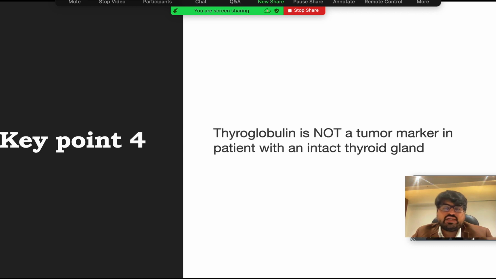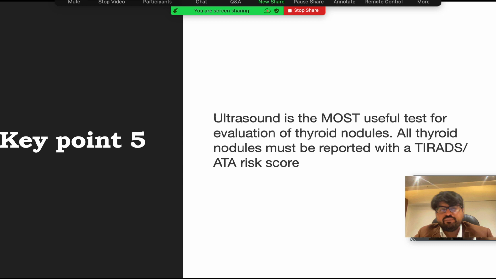Another important thing is that thyroglobulin is not a tumor marker in a patient with an intact thyroid gland. Again, I've often seen patients with intact thyroid tissue being asked to get a thyroglobulin done. Remember, thyroglobulin is very useful for follow-up of patients, especially post-thyroidectomy, but it's not very useful from the diagnostic point of view. So please don't order a thyroglobulin when the patient has intact thyroid tissue.